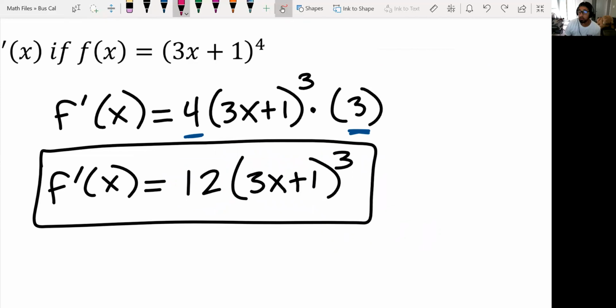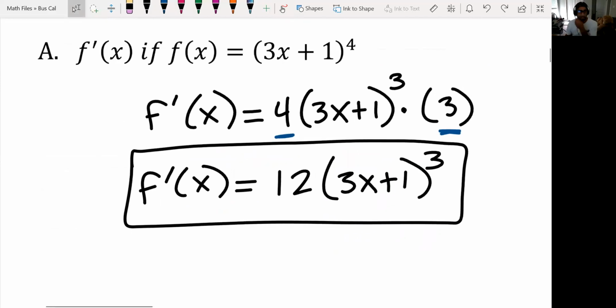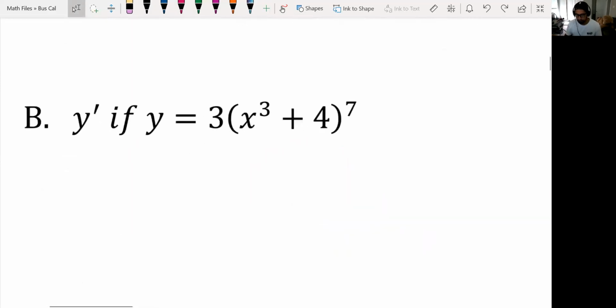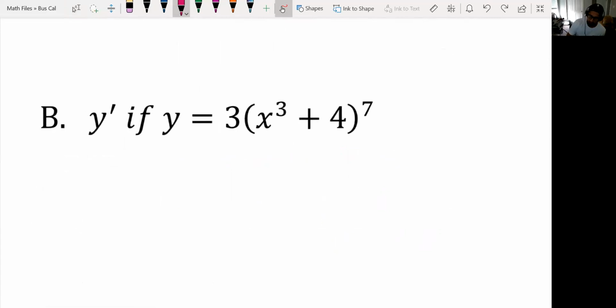Oops. That's it. That's done. That's as simple as it's going to get. Okay. Next one. See? Chain rule. Not bad. B. Same thing here.